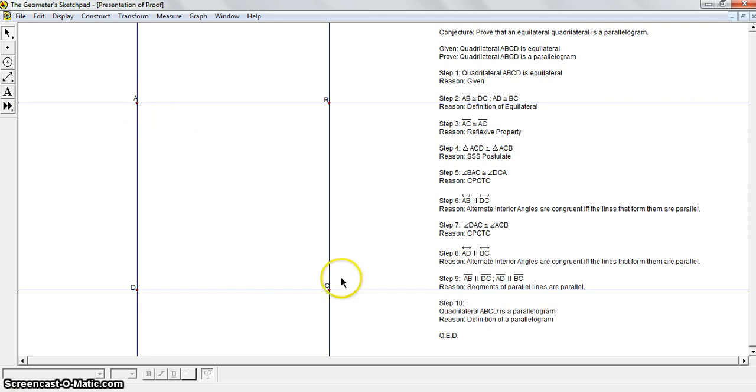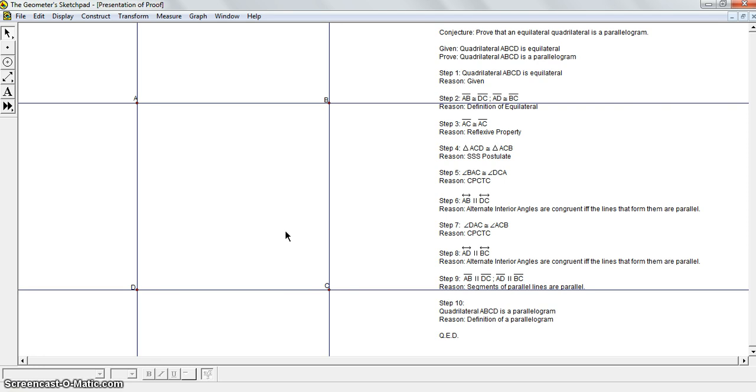I also draw lines AB, BC, CD, and AD, so that I can use them later in my proof. So step 1 is that quadrilateral ABCD is equilateral, and my reason for it is that it is given. Pretty simple so far, right?